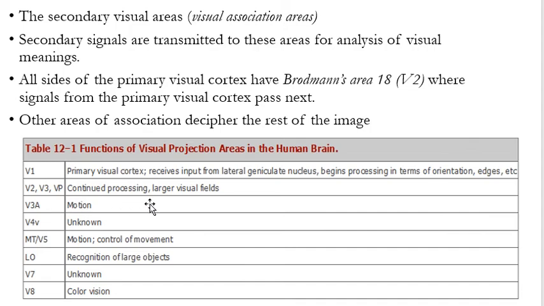V3A processes motion, okay, while MT and V5 also process control of movement and not only motion. LO has a recognition of large objects, and then V8 has to do with color vision. V7 and V4V are also involved, but we don't quite know what their role is. So that's very imperative to know that these are all involved in noting not only the depth, the width, the movements, the colors, but they're there to give you an entire perception of what you're looking at.